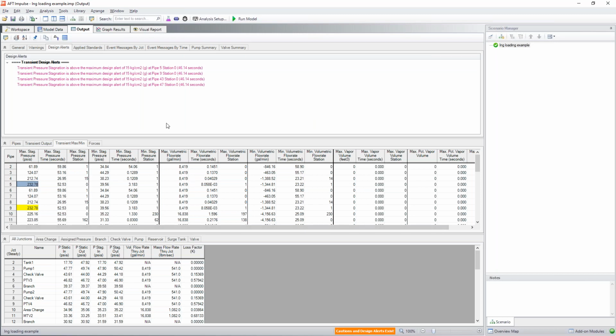Another nice thing that it will do is highlight the values where it is being exceeded. So now you even know which pipeline it is occurring in, the time that it's occurring, etc.